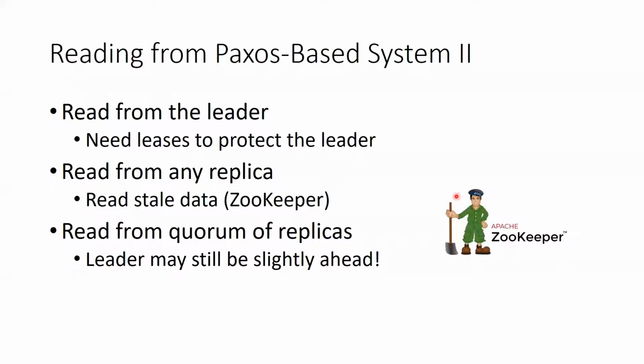Unfortunately, it's not as simple as just reading from the majority of replicas, because we have the leader that may still be slightly ahead. So you may end up in a situation where an operation has committed at the leader, but the phase 3 message, the commitment message, hasn't reached the replicas yet. So the write may have succeeded, the value has changed, but the consecutive read may still read the old value. That will violate the linearizability assumption of our strongly consistent replicated state machine.